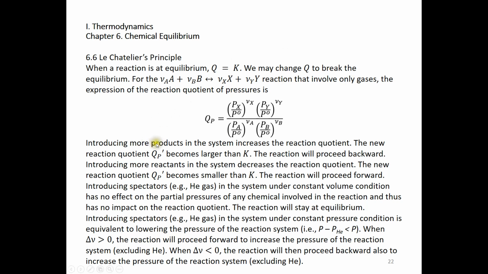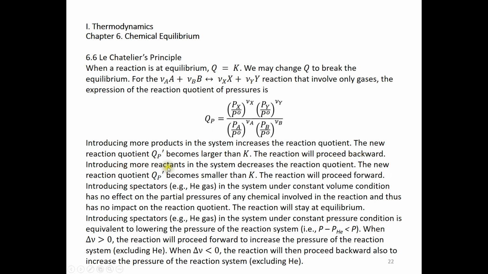Now, what if we introduce more products in the system? So once the reaction system is at equilibrium, we can introduce more X or more Y in the reaction system. And then in that case, the new reaction quotient QP prime will become larger than K. So for example, when the reaction is at equilibrium, Q is equal to K, so we have all this. Now we just introduce X, we put more X in the system. This P sub X increases, and then we'll get a new reaction quotient, and this new reaction quotient is larger than the previous one, and it's also larger than K, and that means the reaction will proceed backward.